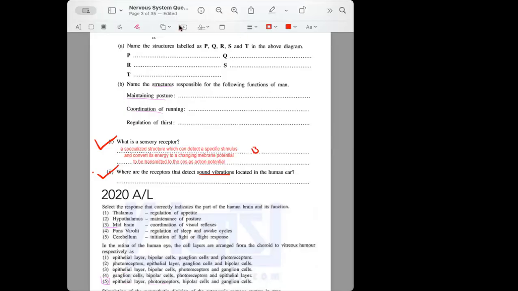Then what are the receptors which can detect sound vibrations which are located in the human ear? So sound vibrations are detected by whom? Organ of Corti. Okay, organ of Corti. Sound vibrations are detected by the organ of Corti. So 1 mark if you have written that.